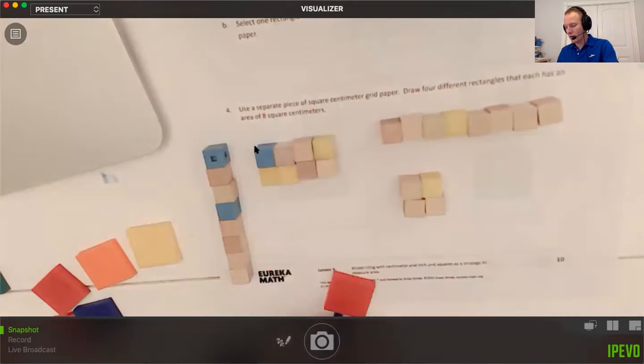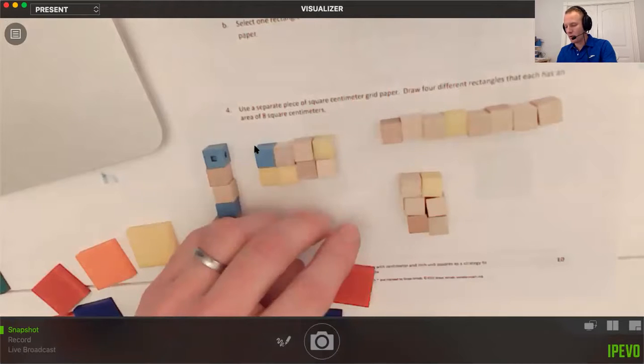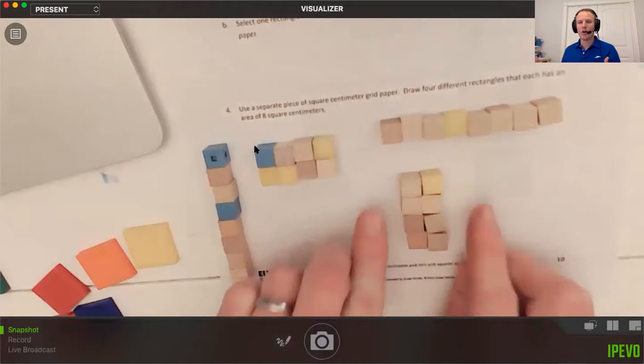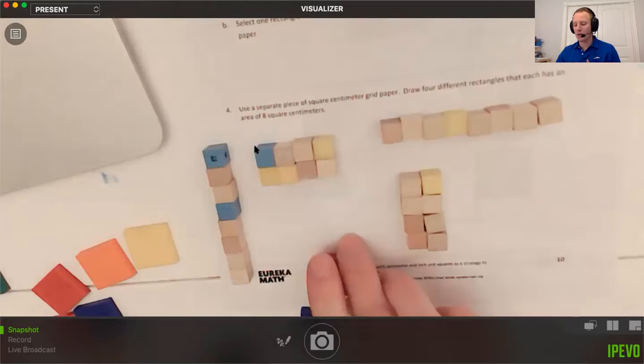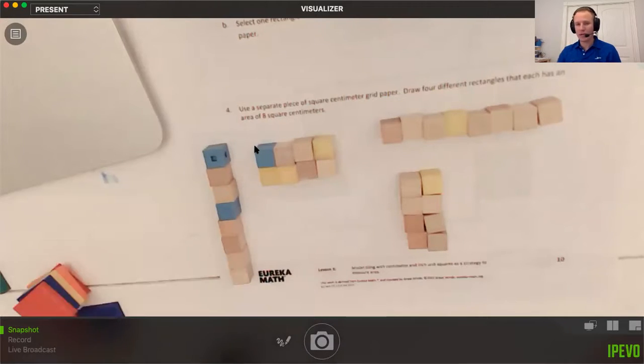4, 5, 6, 7, 8. And so that would be a representation of all 4 rectangles that you could make with 8 square centimeters, an area of 8 square centimeters. Right, so we have an 8x1, a 1x8, a 2x4, and a 4x2. And again, all those have the same area. They look different, but they have the same area.